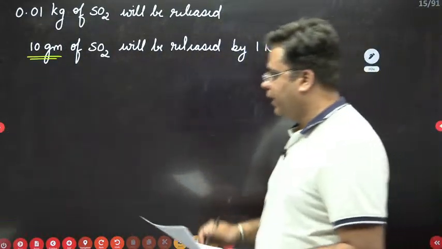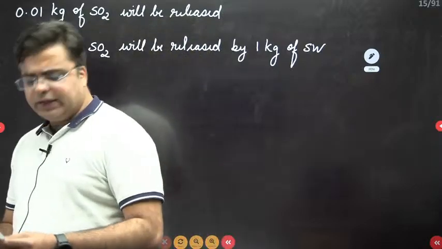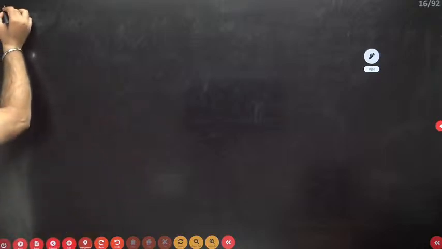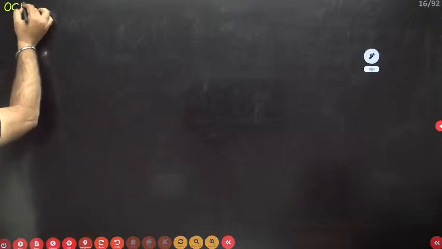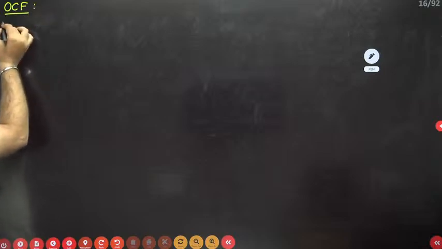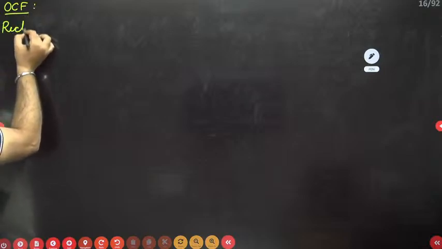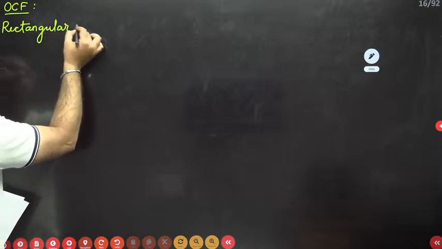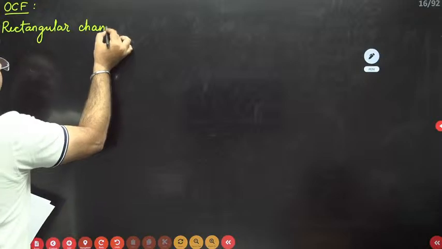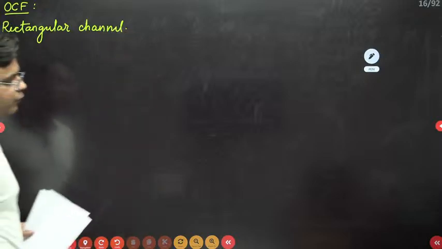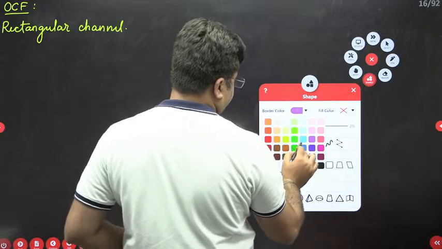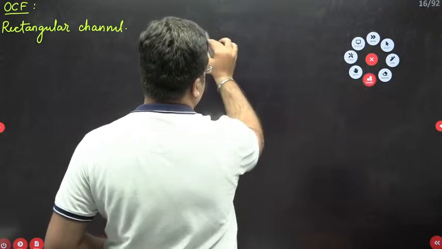This is from environment. Now the second question is from open channel flow. A rectangular channel is given to you, and this rectangular channel is undergoing width contraction like this.